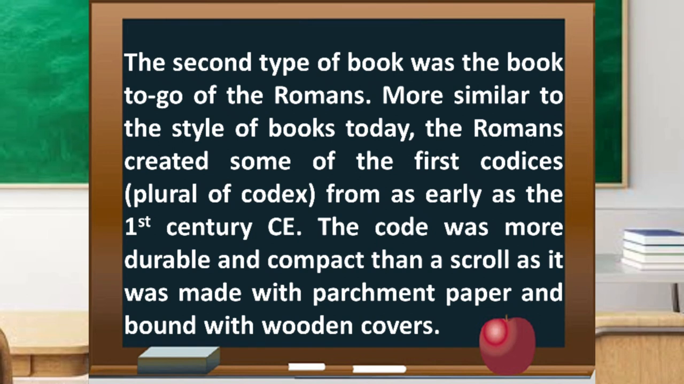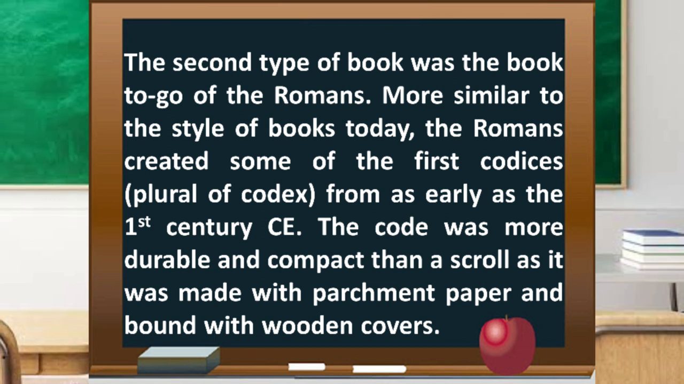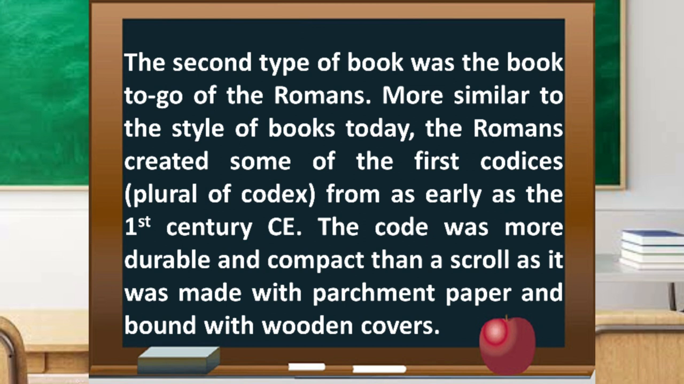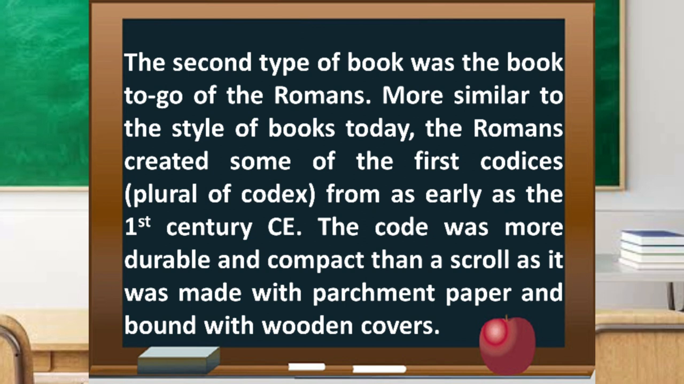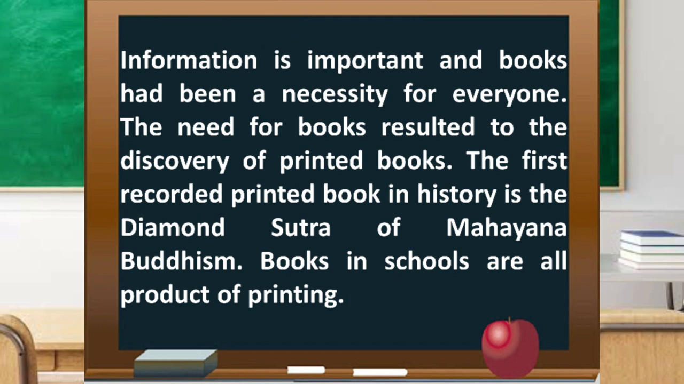The second type of book was the codex of the Romans, more similar to the style of books today. The Romans created some of the first codices from as early as the 1st century Common Era. The codex was more durable and compact than a scroll, as it was made with parchment paper and bound with wooden covers. Information is important, and books have been a necessity for everyone.